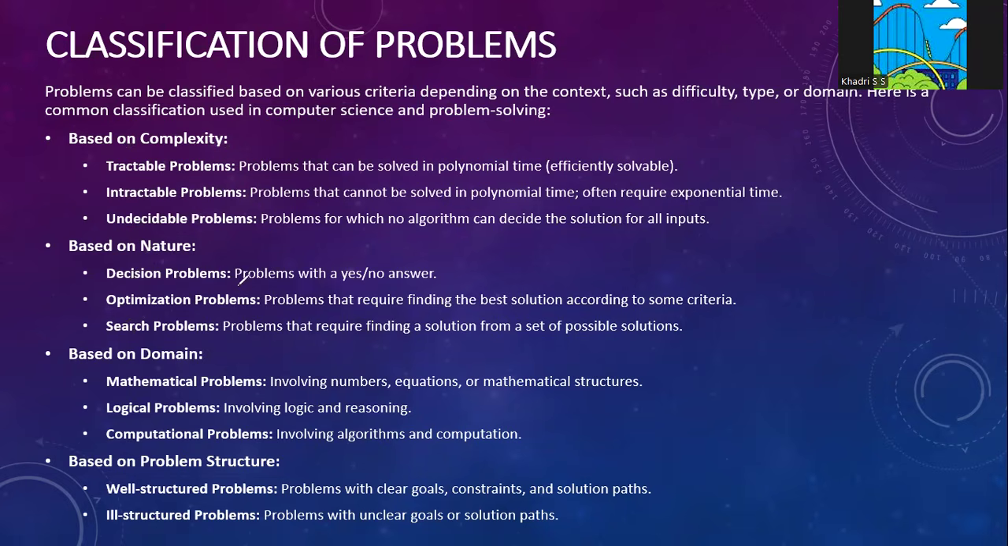Again, a decision problem is a yes or no statement. That kind of answer is called a decision problem. An optimization problem is where we need to find the criteria. They will provide some criteria, and we need to find out which is the best one to reach the solution. That is called an optimization problem.